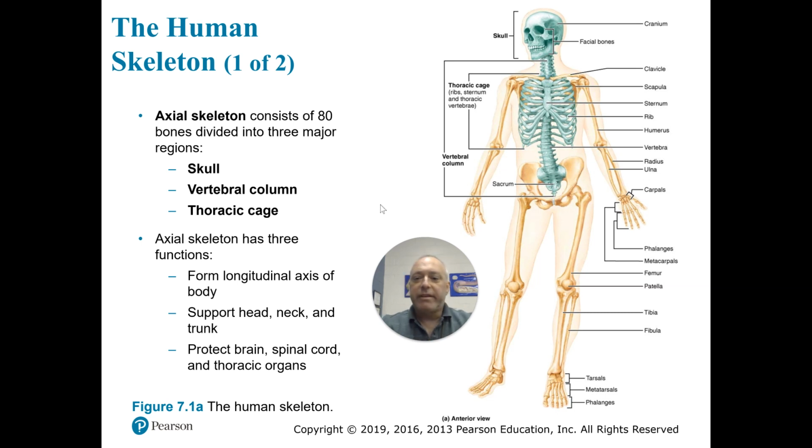So the axial skeleton consists of 80 bones divided into three major regions: the skull, the vertebral column, and the thoracic cage. It has three functions. It forms the longitudinal axis of the body, it supports the head and neck and trunk, and it protects the brain, spinal cord, and thoracic organs.